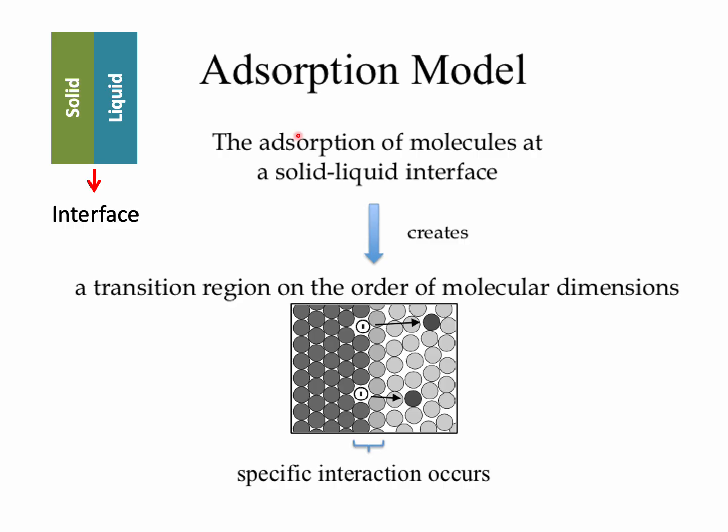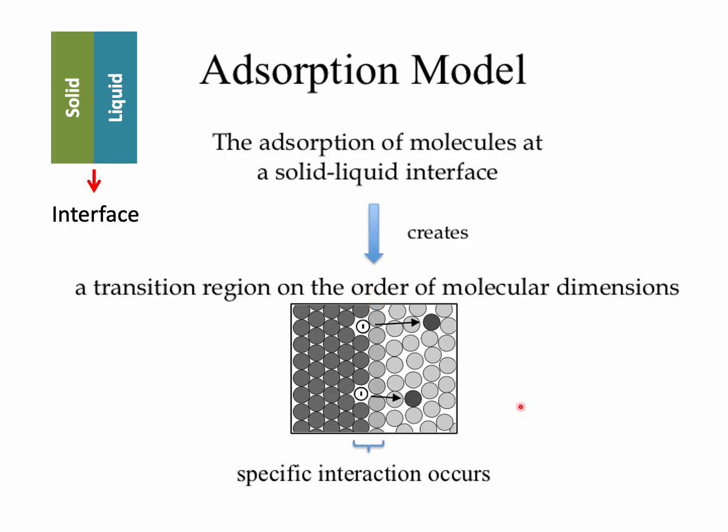Alright, so let us understand the adsorption model. In this system, we have a solid surface, which is here, and a liquid phase, which is here. The boundary between these two phases is called the interface, right? An important point to note is that this interface is not just a simple line. Instead, it is a thin region where special interactions occur.